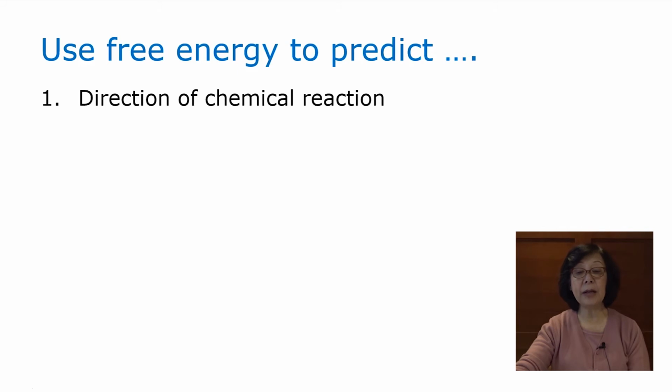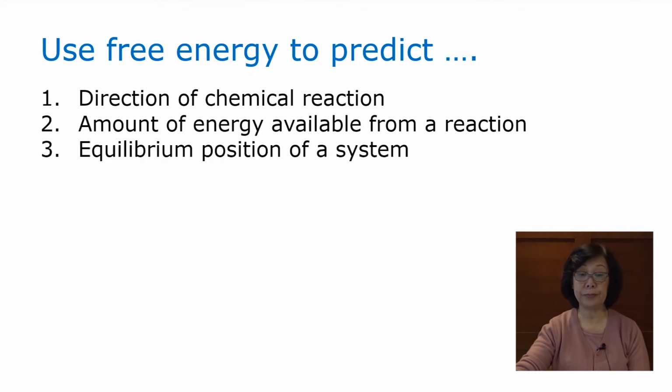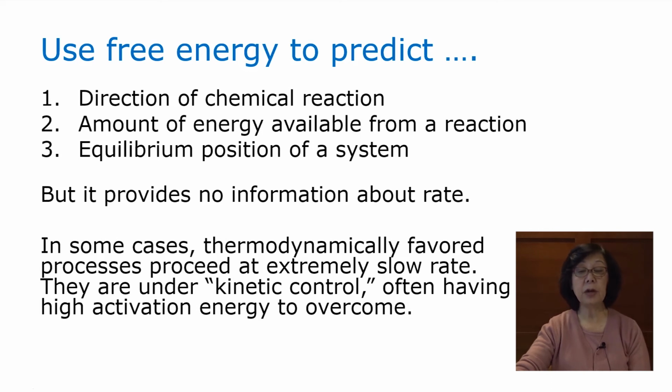We can use Gibbs free energy to predict 1. The direction of chemical reaction. 2. The amount of energy available from a reaction. And 3. The equilibrium position of a system. But remember, Gibbs free energy in thermodynamics provides no information on rate or chemical kinetics. In some cases, a thermodynamically favored process may proceed at an extremely slow rate. They are under kinetic control, often having high activation energy to overcome.